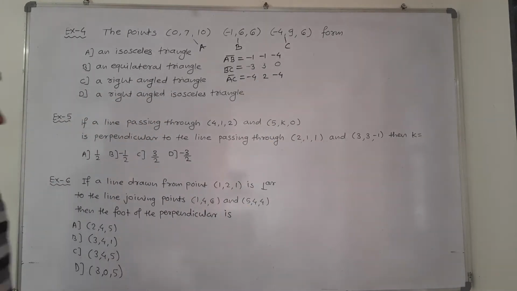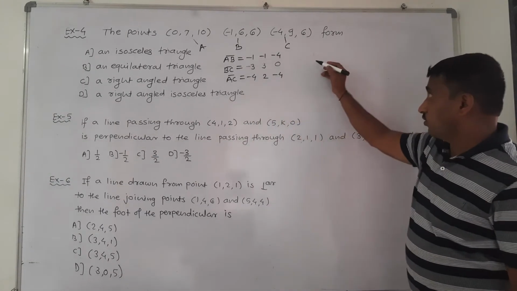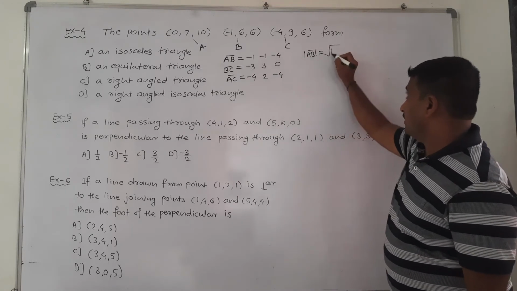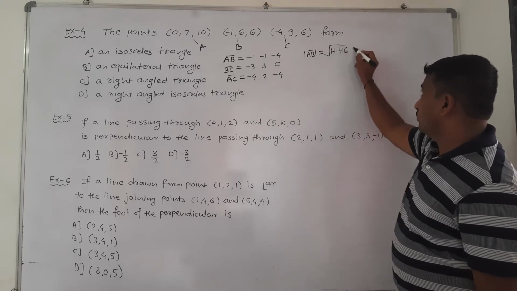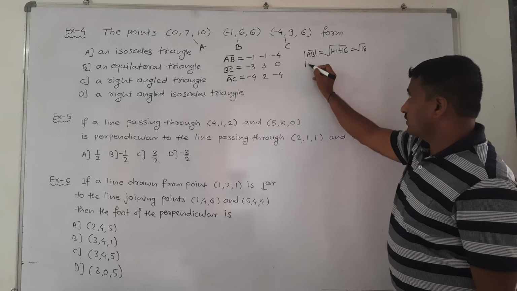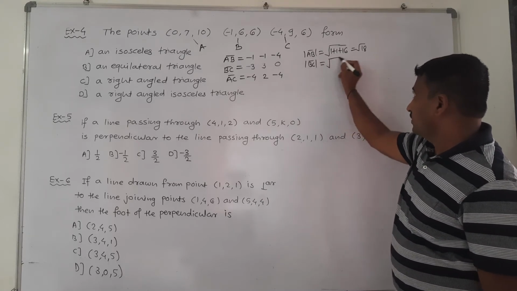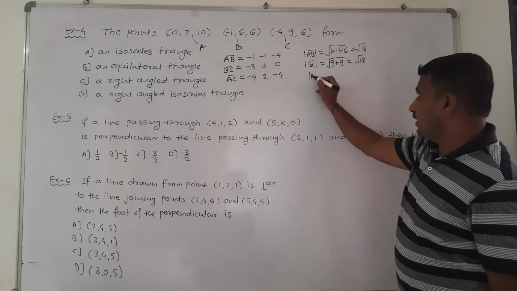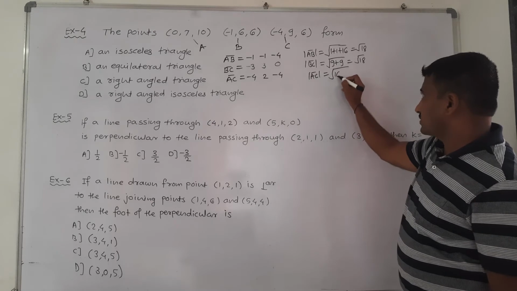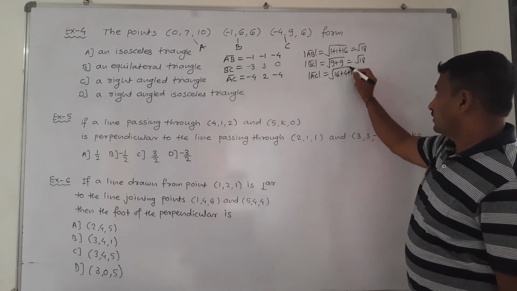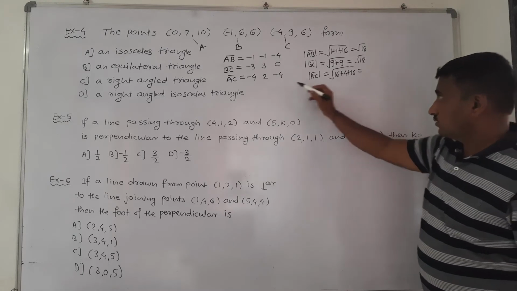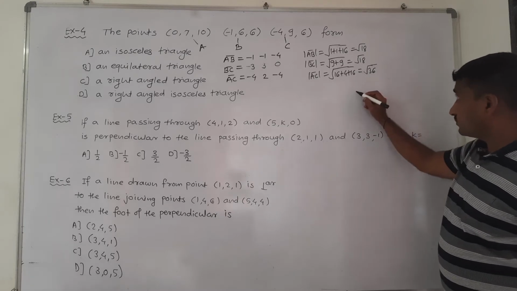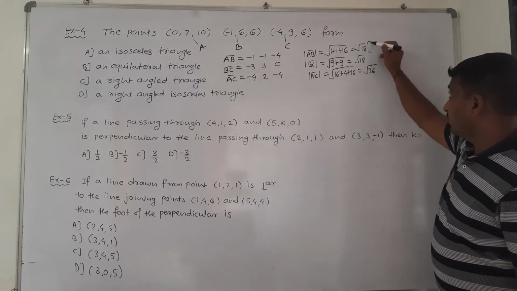Now AB bar, BC bar, AC bar, I have written only the coefficients. Then modulus AB bar is square root of 1 squared plus 1 plus 16, that is root 18. Modulus BC bar is again 3 squared 9 plus 9, again root 18. And the last one AC bar is 4 squared 16 plus 4 plus 16, that is 32. 32 plus 4, 36. Now these two are the same, root 18.